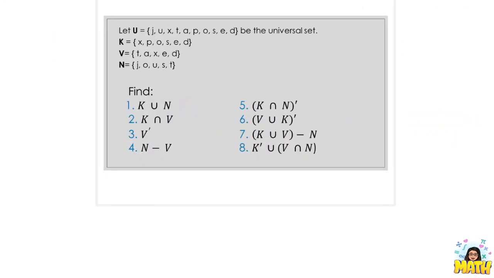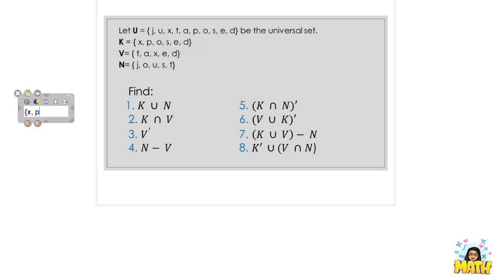So let's have more exercises for us to better understand the operations on sets. Here, let set U be the universal set with JUXTAPOSED as its elements and sets K, V, and N as its subsets. So let's look at number 1. Find the union of set K and set N. Pag sinabing union, unite or combine the elements of set K and set N.